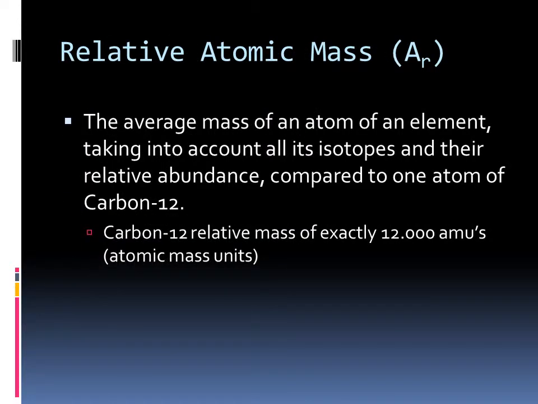Now, we use those results to find the relative atomic mass, which is the average mass of an atom of the element, taking into account all its isotopes and the relative abundance, compared to one atom of carbon-12. Carbon-12 is used because it is very common, it's easy to store, it's solid, and it has a relative mass of exactly 12.000 AMUs, AMUs being atomic mass units.